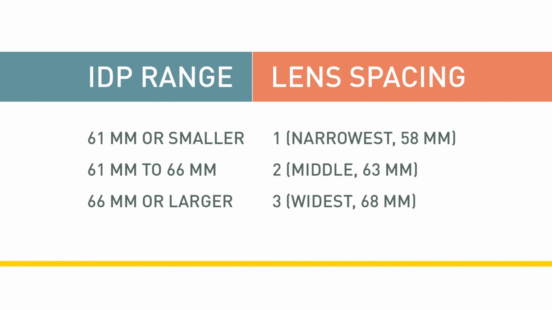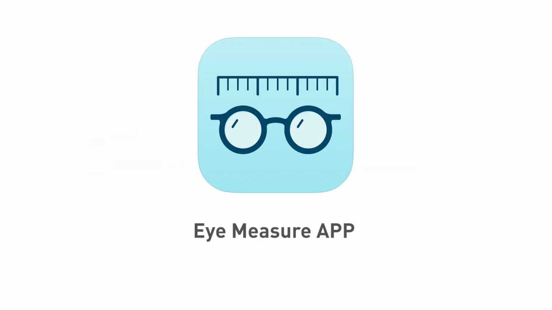You can adjust the Oculus Quest 2 to better match your personal IPD. For IPD of 61 mm or smaller, use 1. For IPD of 61 mm to 66 mm, use 2. For IPD of 66 mm or larger, use 3. There is a free app on the App Store called Eye Measure. Point it at your face, and it will calculate your IPD.